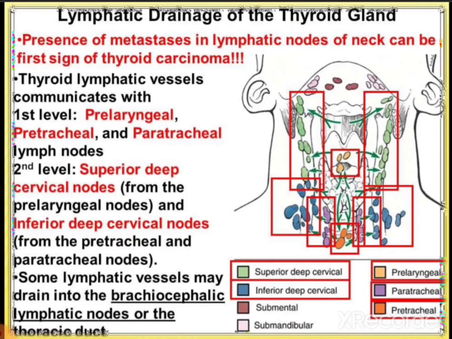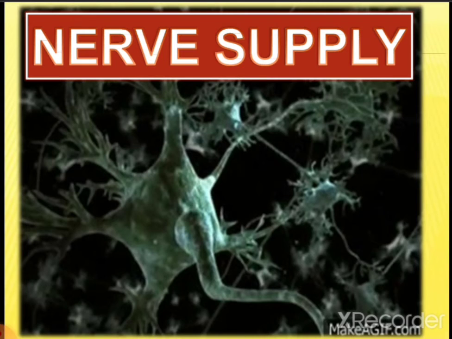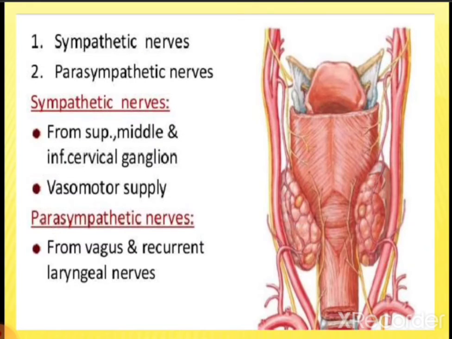Now the lymphatic drainage. The lymph from the thyroid gland reaches to the pre-laryngeal and pretracheal group of lymph nodes. From here it reaches to the superficial or superior deep cervical lymph nodes, and then from here it reaches to the inferior deep cervical lymph node. Now the nerve supply. It is supplied by sympathetic as well as parasympathetic nerves. Sympathetic nerves emerge from superior, middle and inferior cervical ganglion, and parasympathetic nerves are received from the branches of vagus nerve and the recurrent laryngeal nerves.